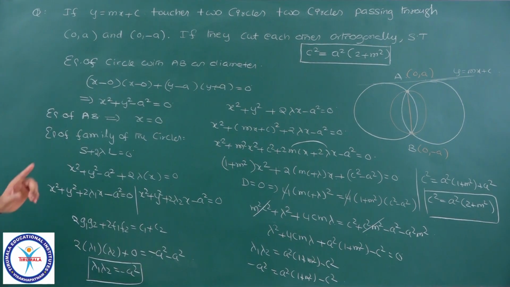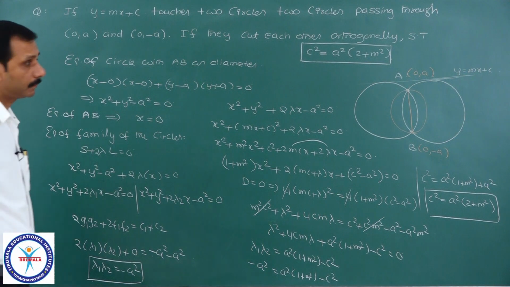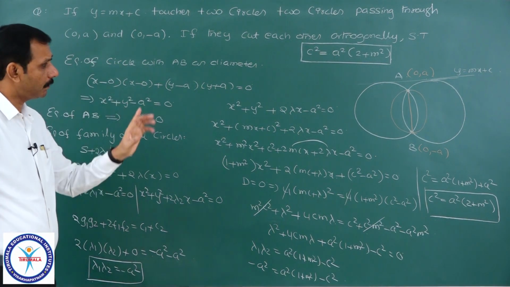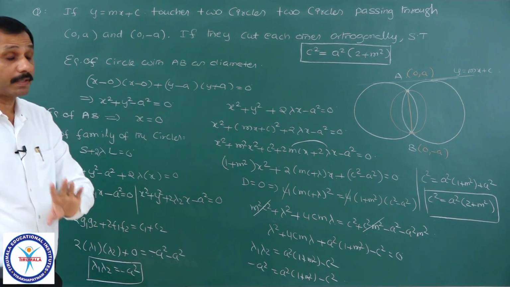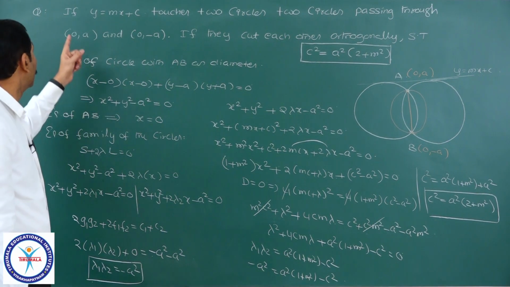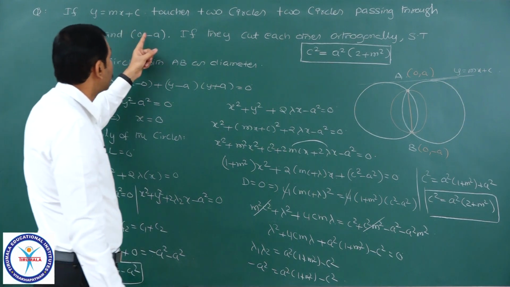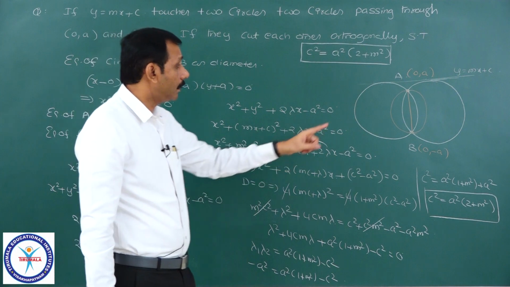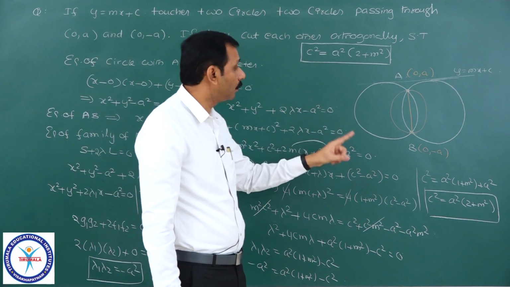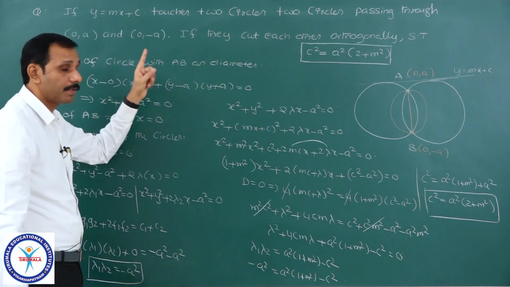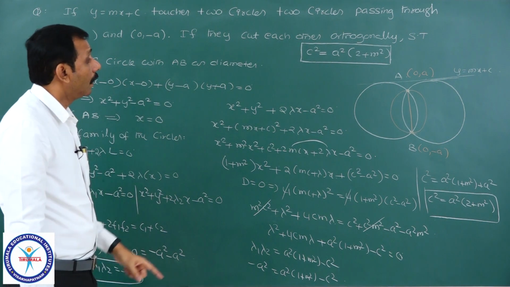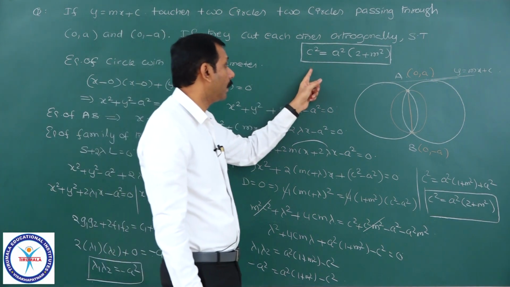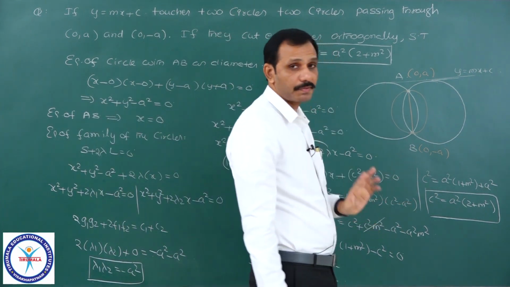Once again, I will explain. It is a different problem, an important model. Given y equal to mx plus c touches these two circles, and these two circles are passing through two points 0 comma a and 0 comma minus a and intersect orthogonally. Then show that c square equal to a square into (2 plus m square). That is the problem.